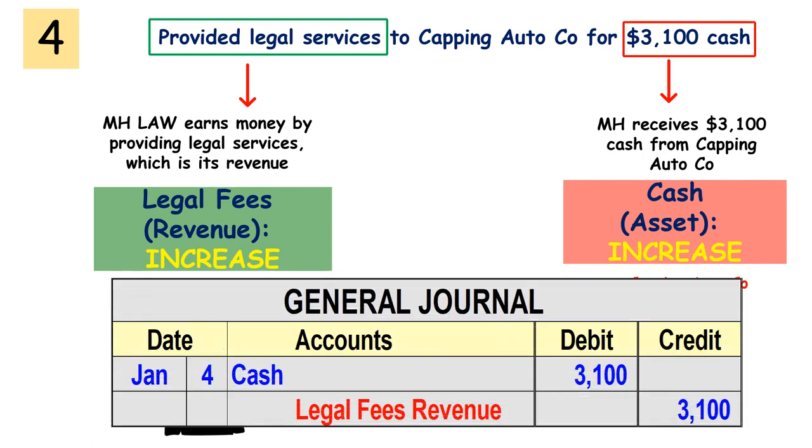So the journal will look like this. Always starting with the cash, with the debit line first. So cash debit $3,100, and we will call this legal fees revenue $3,100 credit.